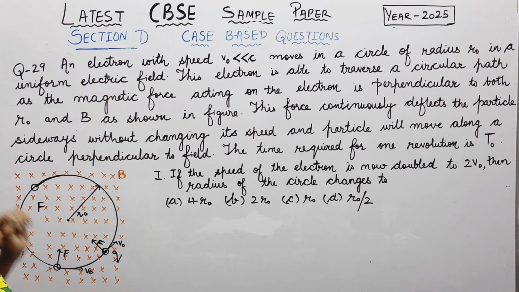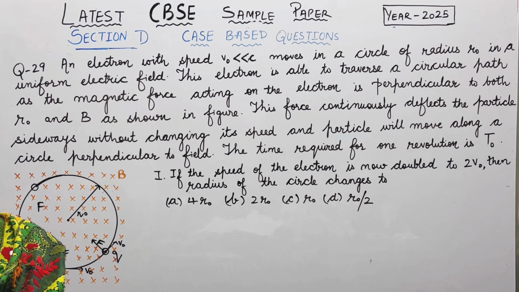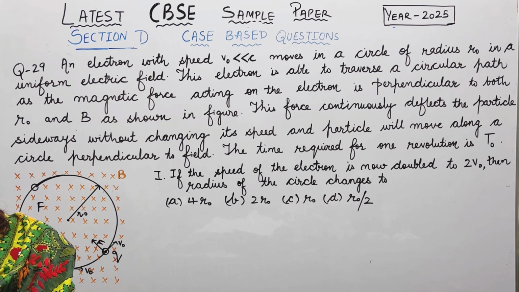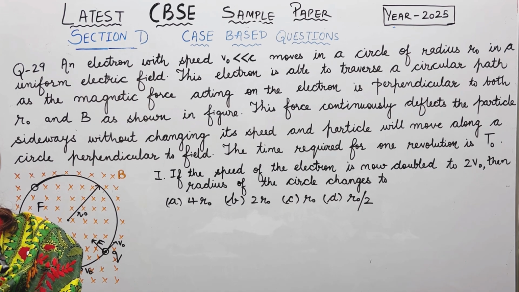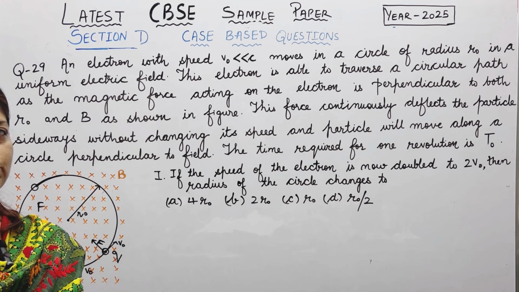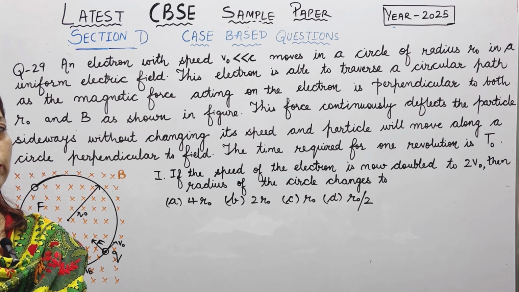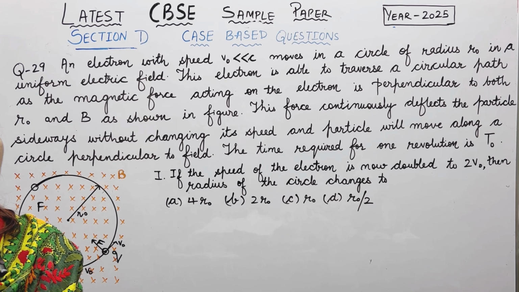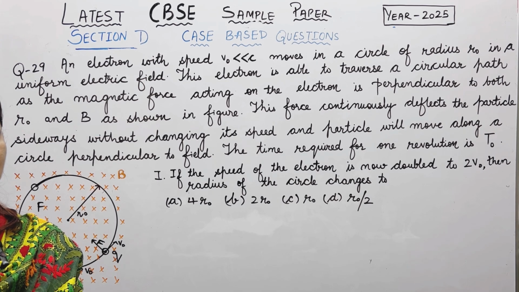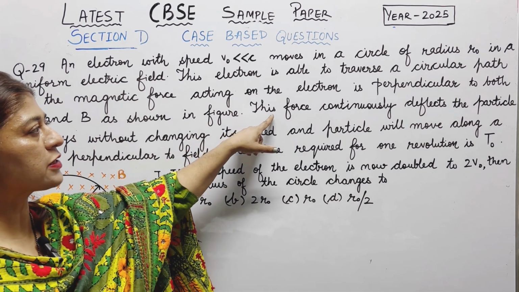So what has been given here is basically a charged particle that is experiencing an electric field and magnetic field simultaneously, and the forces are balancing, making the electron move in a circular path. This also happens in a cyclotron, which makes the charged particle move in a circular path, and the radius can be decided by the amount of magnetic field applied on that charge as well as the electric field that is being given. So this force continuously deflects the particle.